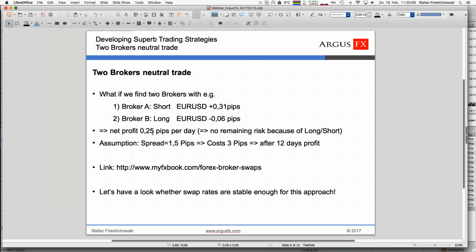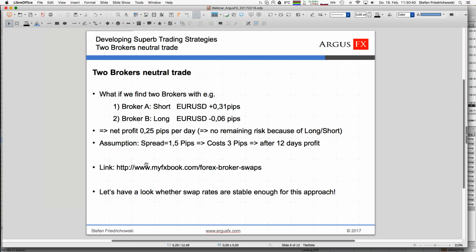And let's do a simple calculation. I now assume that I have spreads. I even increased that a little bit more here to 1.5 bips. So my total costs for that trade would be 3 bips. That would mean after 12 days, I become profitable with that trade. Only under the assumption that that net profit does not change, or at least it should not go negative. If it would go smaller, then it would only take a longer time.